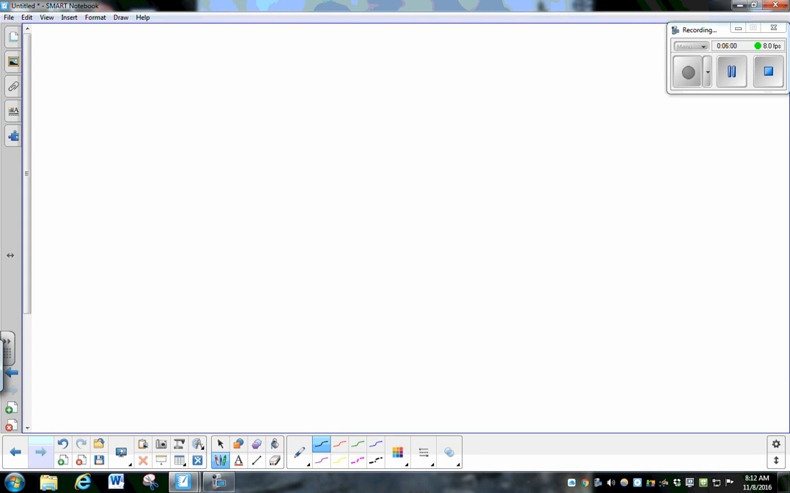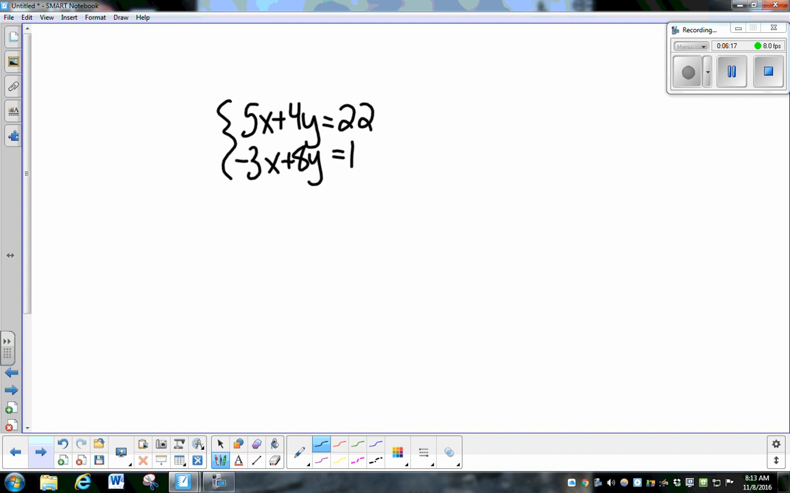All right, so we're going to do another example here that gets a little more difficult. So here's my system. 5x plus 4y equals 22, and -3x plus 8y equals 18. If we look at that system right now, if I added those up right now, my x's would not eliminate because 5x plus -3x is 2x, and 4y plus 8y is 12y, so neither would eliminate.